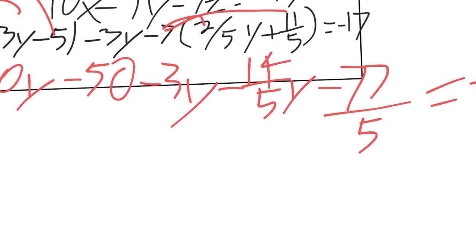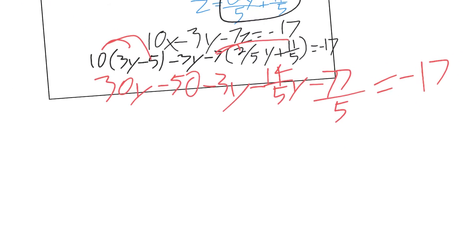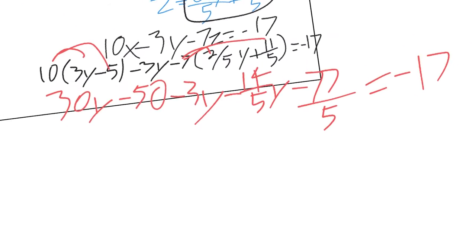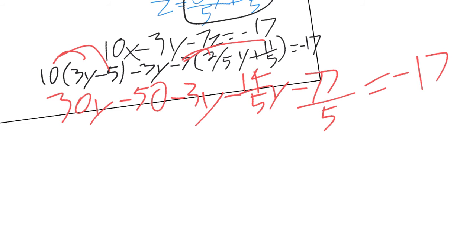So yeah, we got some fractions here. That's pretty normal when you're doing these substitution problems. You get a lot of fractions or decimals. But yeah, so we're going to combine our y terms. And so we have 30y minus 3y minus 14 over 5y.